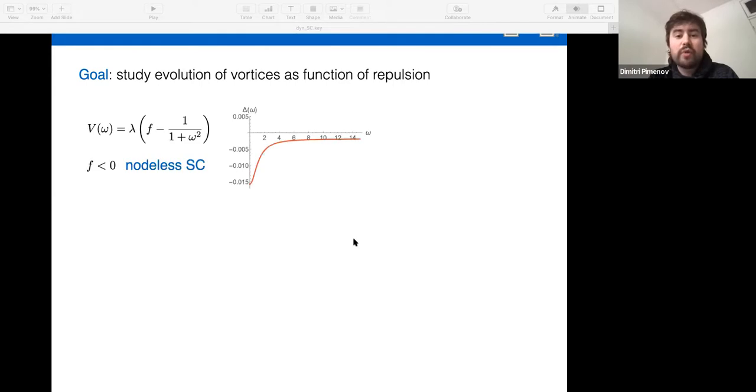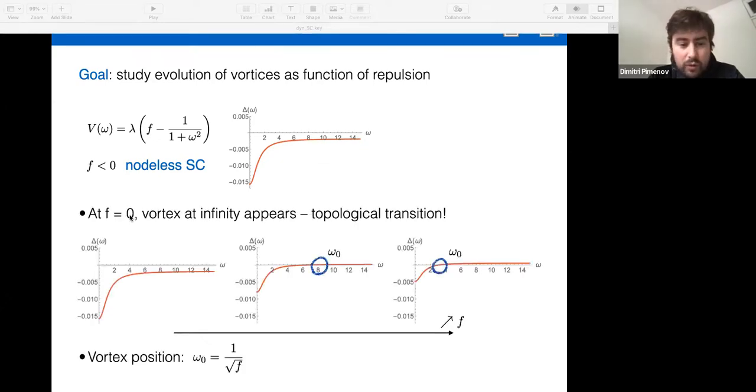So we have a vortex and we want to see what it does as a function of the repulsion. First we have this interaction, and let's say we don't have any repulsion, so f is negative. Then the gap function does not have any nodes. It has just a single sign. Now if we make f equal to 0, then basically it's a topological phase transition, and the vortex appears at infinity. So there's no vortex here, and the vortex will appear at large, infinite frequencies, and then it will move to smaller frequencies if the repulsion is increased. For small f, the position of the vortex follows this kind of law. If f goes to 0, the vortex goes out to infinity.